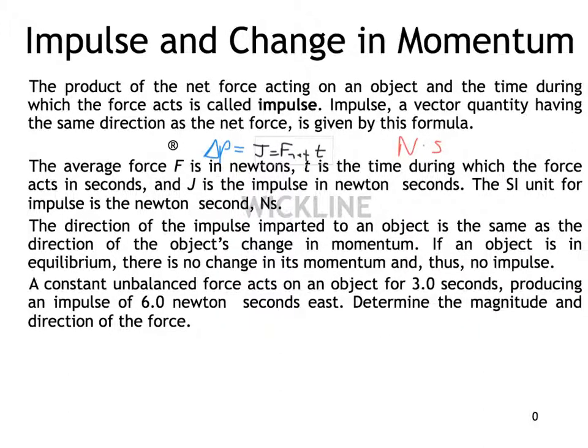Okay, so here's an example question that utilizes the concept of impulse. A constant unbalanced force acts on an object for 3 seconds. So we have a force and we have a time, producing an impulse of 6 Newton seconds east. So the impulse we know now, it's 6 Newton seconds east, and we know a discrete value for time, it's 3 seconds.